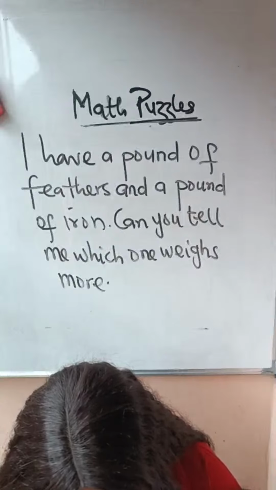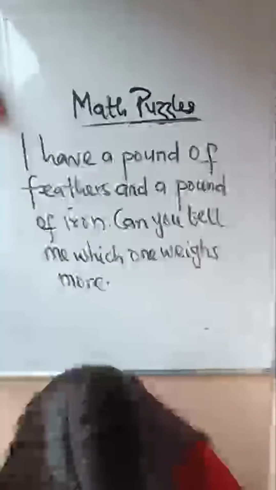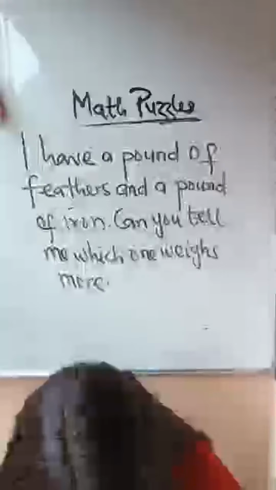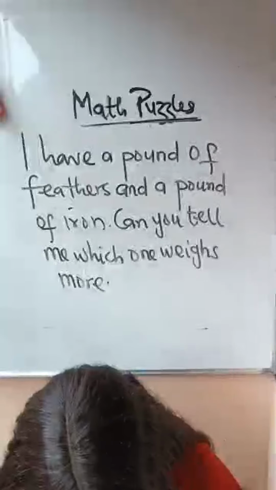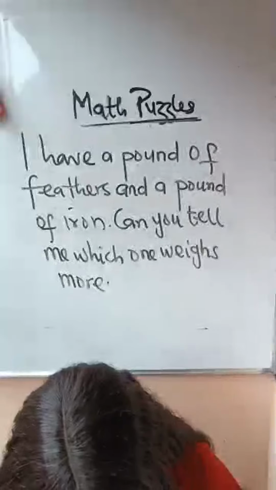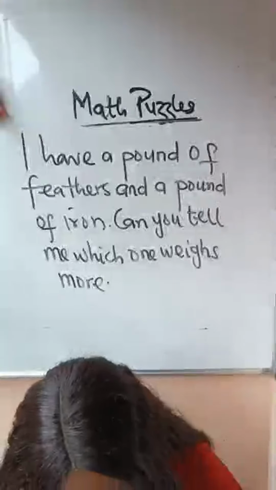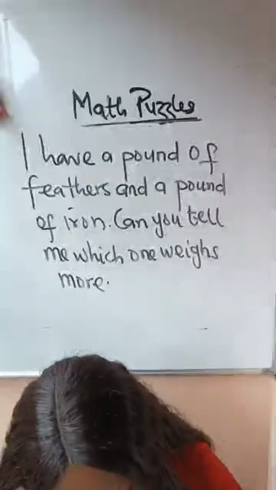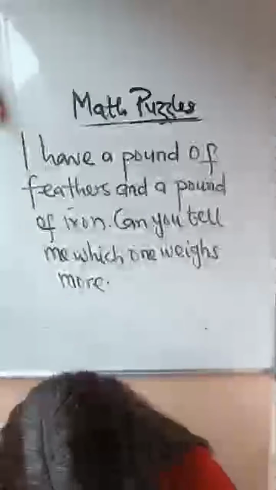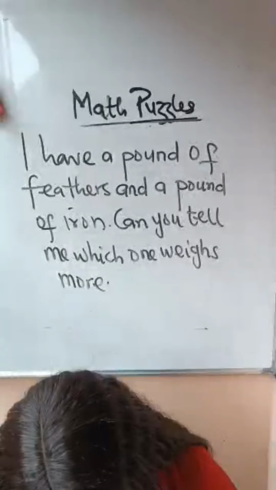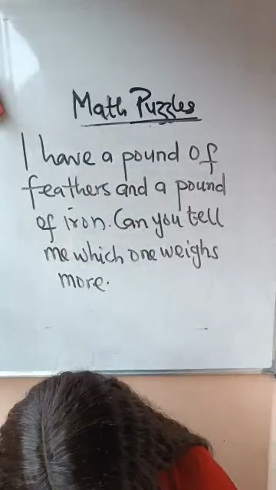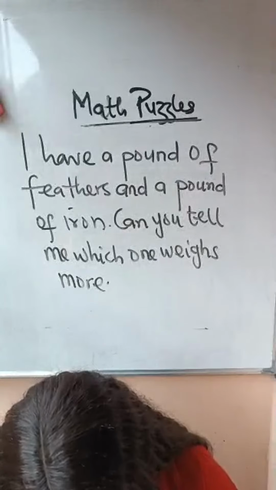Feeling is saying they both weigh the same. Thank you so much, Fabio. Feeling is saying you said a pound for each, so both are 1 pound. Gozette, hi, thank you for joining us. So I have a pound of feathers and a pound of iron. Can you tell me which one weighs more? Kehinde is saying both objects weigh exactly 1 pound, so they are equal in weight.